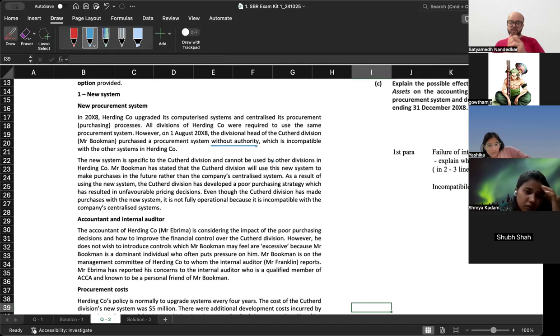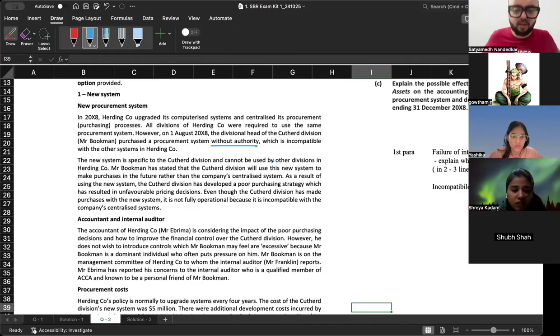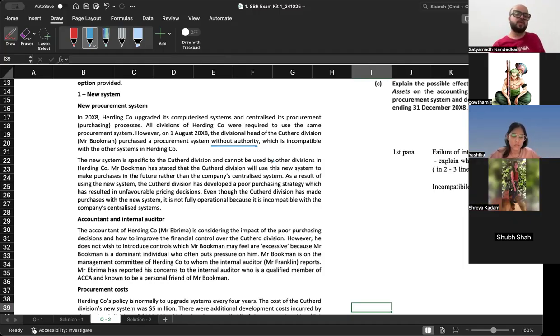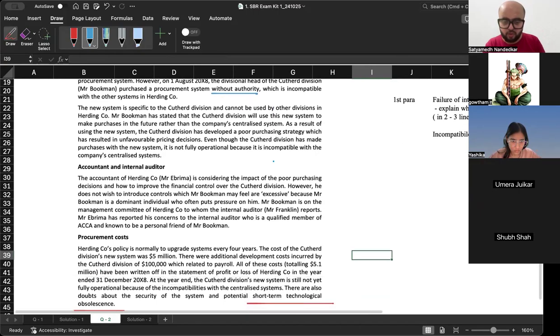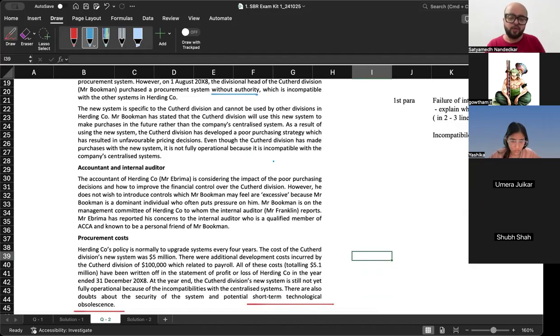As a result of using the new system, the Cutherd division has developed a poor purchasing strategy, which has resulted in unfavorable pricing decisions. Even though the Cutherd division has made purchases with the new system, it is not fully operational because it is incompatible with the company's centralized systems. Okay, the accountant of Herding Company, Mr. Ebrima, is considering the impact of the poor purchasing decisions and how to improve the financial control. However, he does not wish to introduce controls which Mr. Bookman may feel are excessive, because Mr. Bookman is a dominant individual who often puts pressure on him. Intimidation threat.